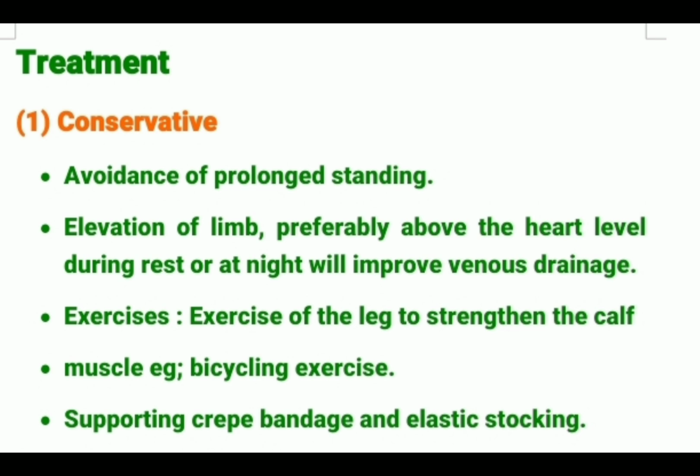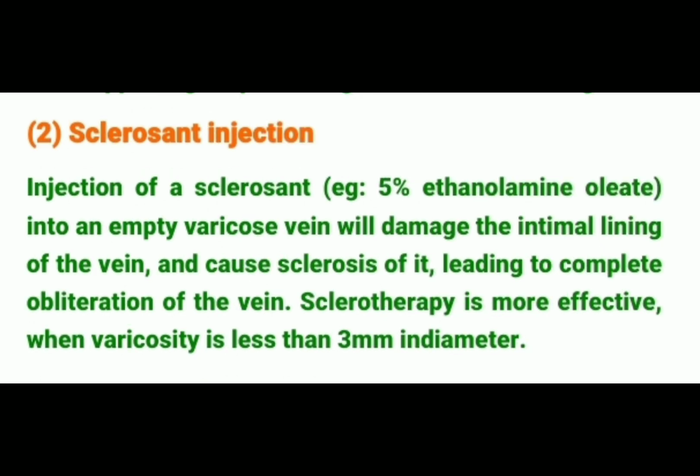Number 2, sclerosant injection. Injection of sclerosant, example 5% ethanolamine oleate, into an empty varicose vein will damage the intimal lining of the vein and cause sclerosis of it, leading to complete obliteration of the vein. Sclerotherapy is more effective when varicosity is less than 3 mm diameter.